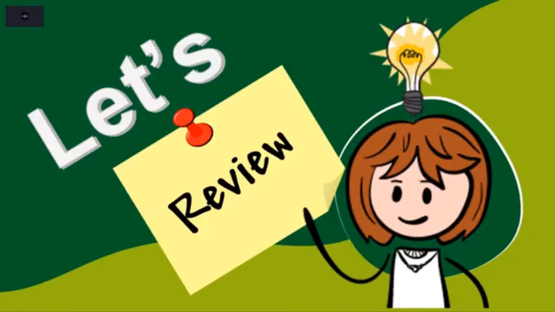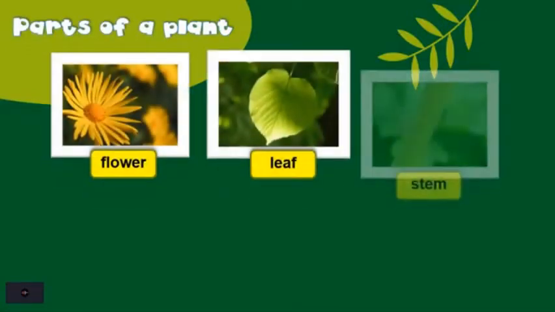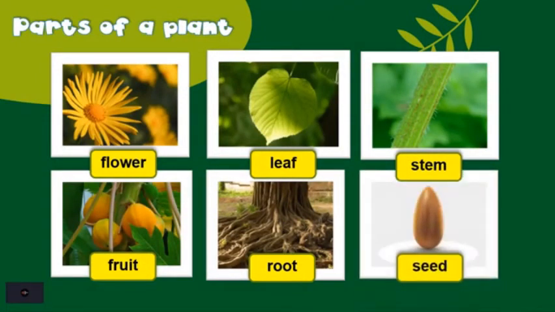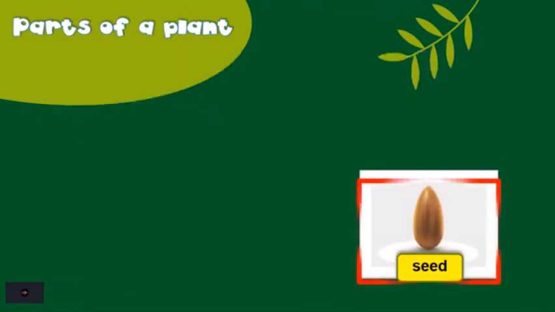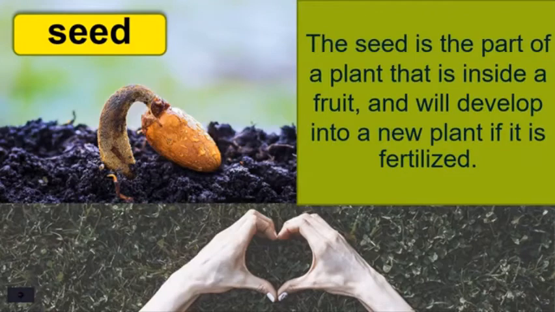Before we start, let's review our lesson last time. Parts of a plant. First we have flower, leaf, stem, fruit, root, and seed. Today, we are going to talk more about the seed. Seed. The seed is the part of a plant that is inside a fruit and will develop into a new plant if it is fertilized.